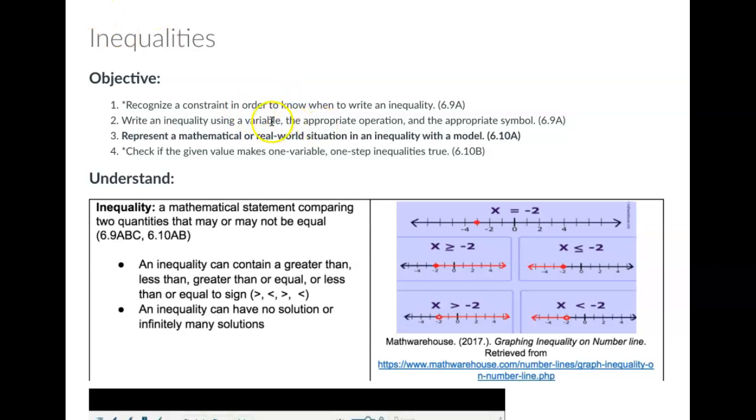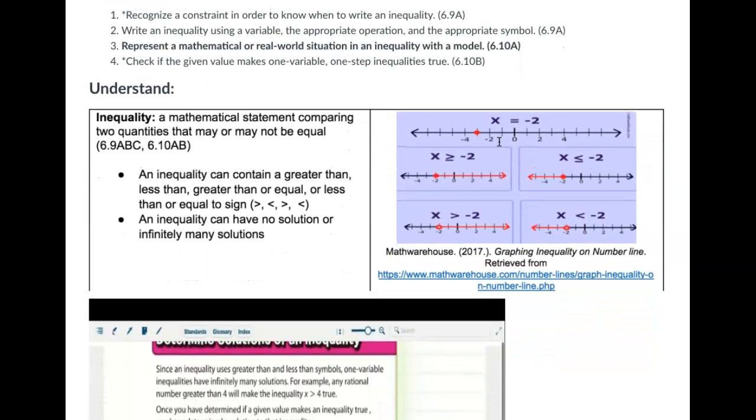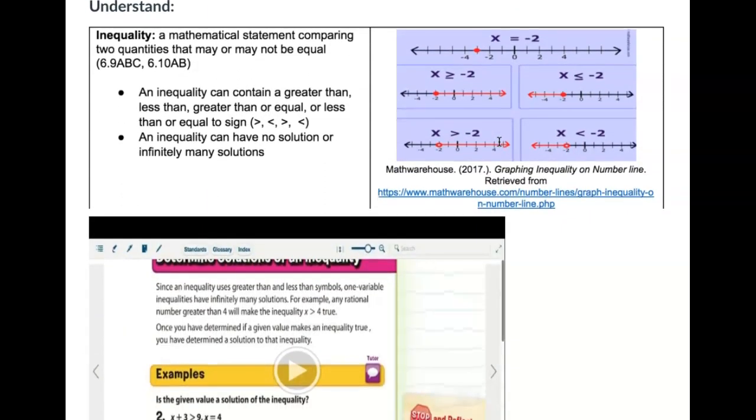We've already studied this and we are reviewing these ideas, and we need to remember that we need to be able to use a number line in order to show the various possible answers to an inequality. And we also need to remember the various symbols to show inequalities as well.